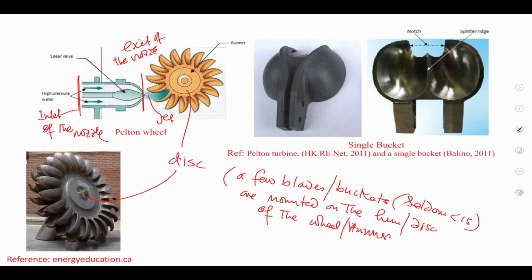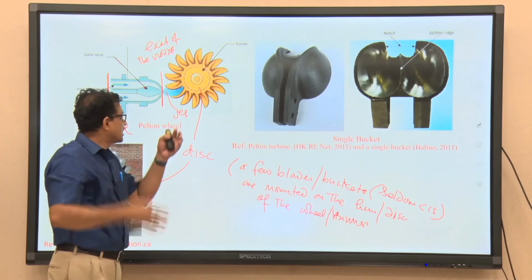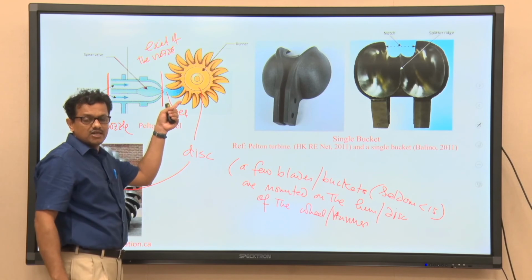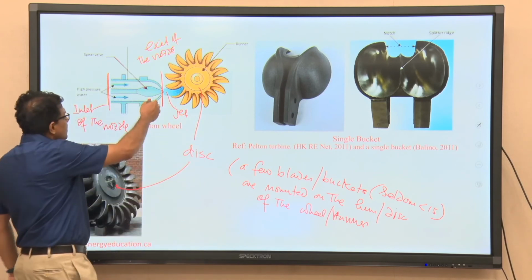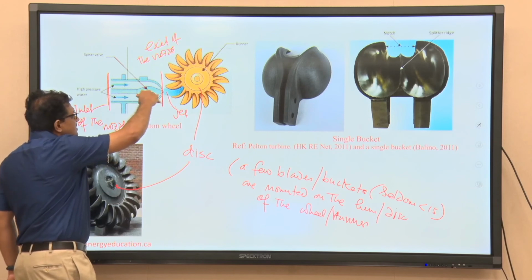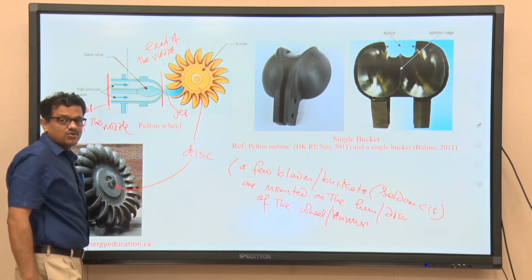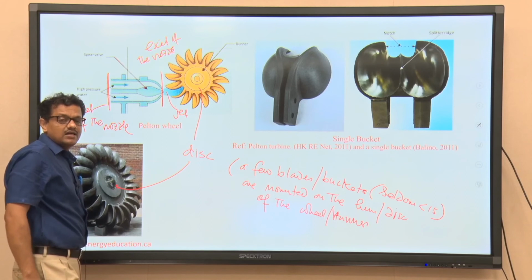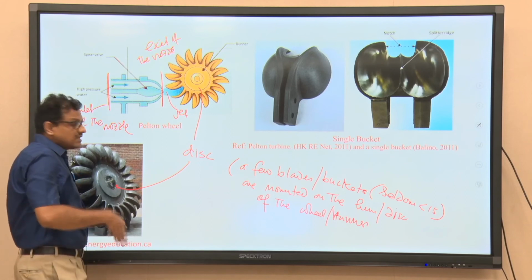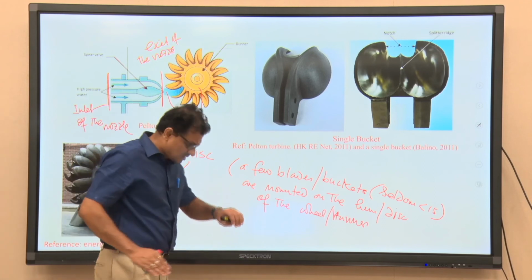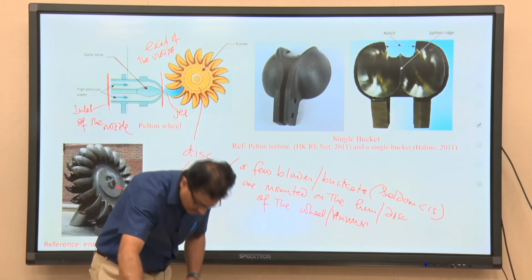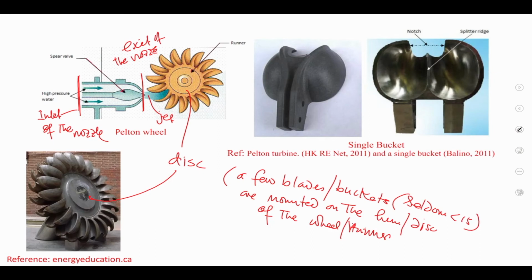You know that the shape of the blades is like a bucket. So, that is why it is called a bucket. Instead of blades it is also known as buckets, and it is striking the blades in the tangential direction, that is why it is called a tangential flow turbine.